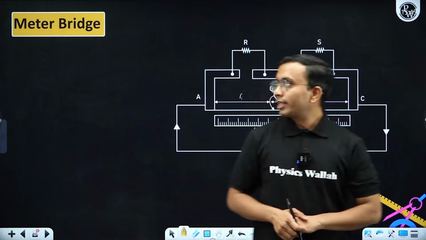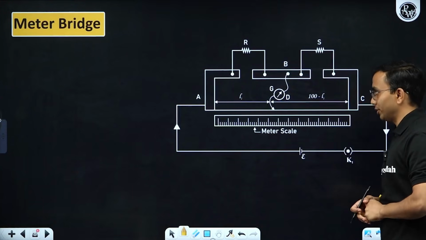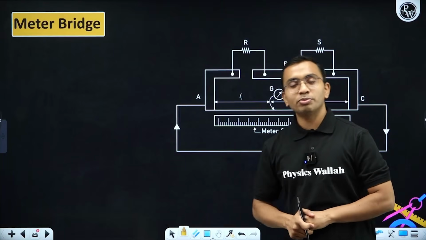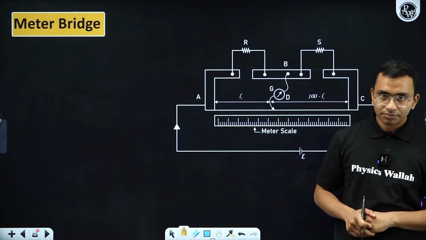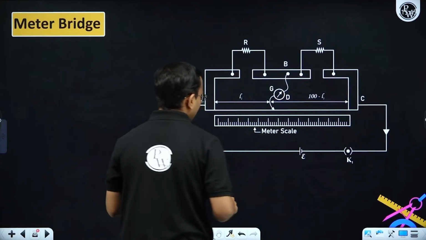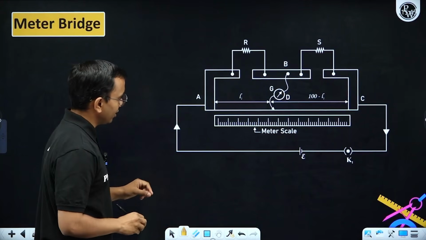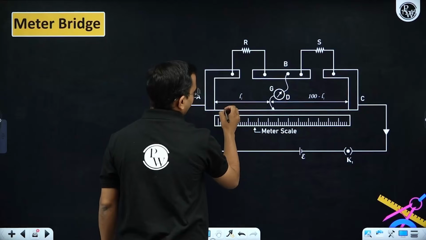Now we are moving to next topic, that is meter bridge. Basically meter bridge is used to measure unknown resistance. What meter bridge is? It's like this. Here we are having a wire, okay.